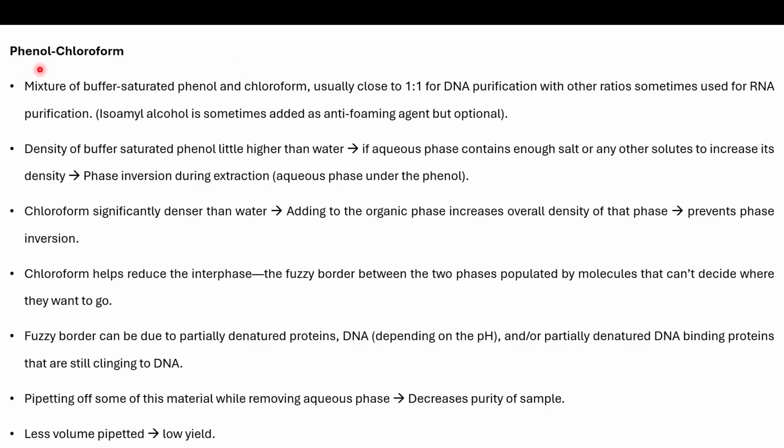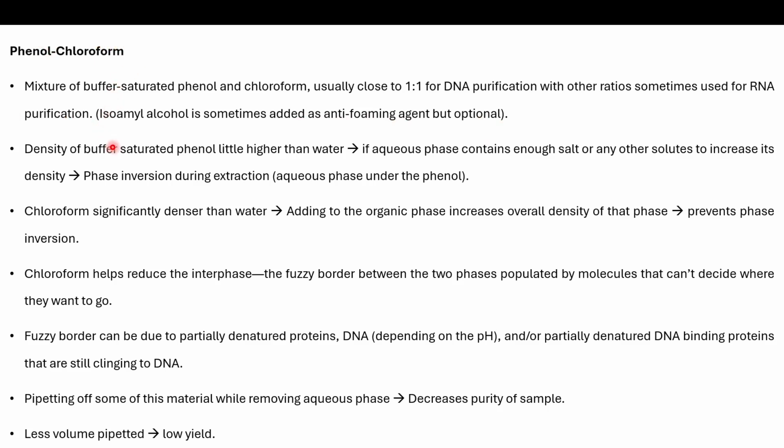So phenol chloroform is a mixture of buffer saturated phenol and chloroform, usually a close to 1:1 mixture, used for DNA purification. Sometimes other ratios can also be used for RNA purification. Isoamyl alcohol is sometimes added as an anti-foaming agent, but it is optional, giving a phenol chloroform isoamyl alcohol mixture.